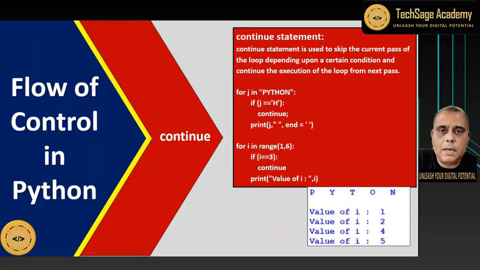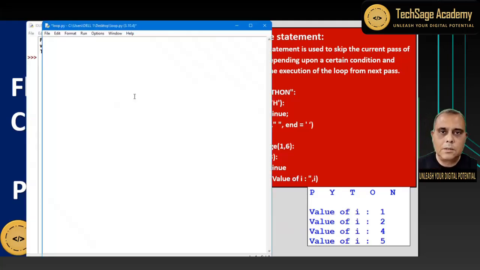Now, the next important part of any loop is the continue statement. What is a continue statement? The continue statement is used to skip the current pass of the loop which is executing. The break statement was used to break the loop. The continue statement skips the current pass of the loop, and the loop continues from the next pass. The current pass is skipped and the loop continues to execute from the next pass. So let's see how this continue statement works.